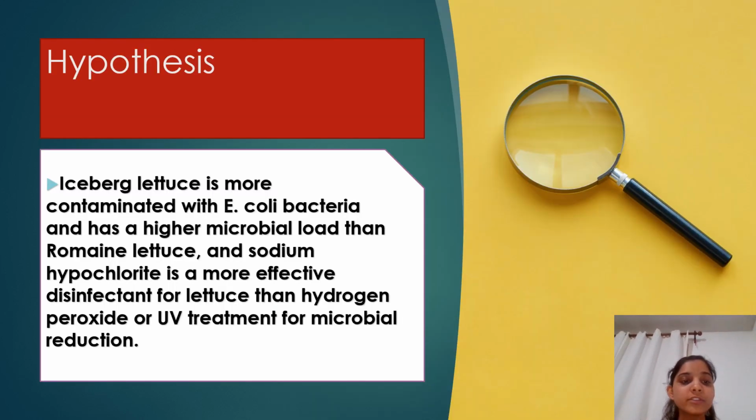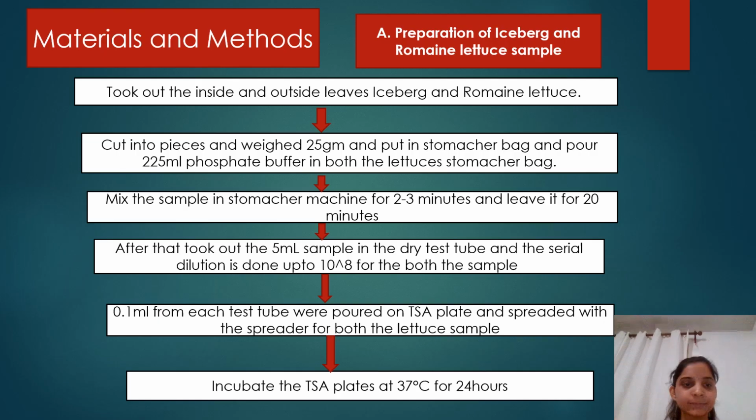The hypothesis of this experiment is that iceberg lettuce is more contaminated with E. coli bacteria and has a higher microbial load than romaine lettuce, and that sodium hypochlorite is a more effective disinfectant for lettuce than hydrogen peroxide or UV treatment for microbial reduction.